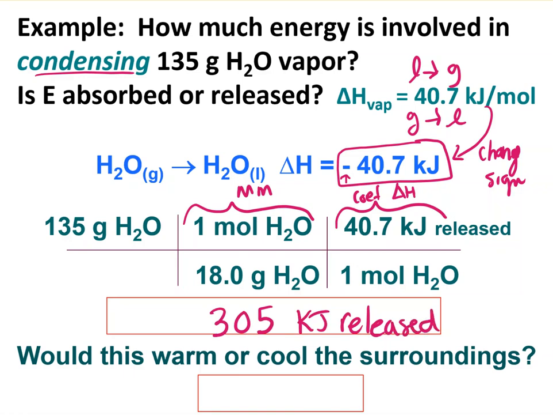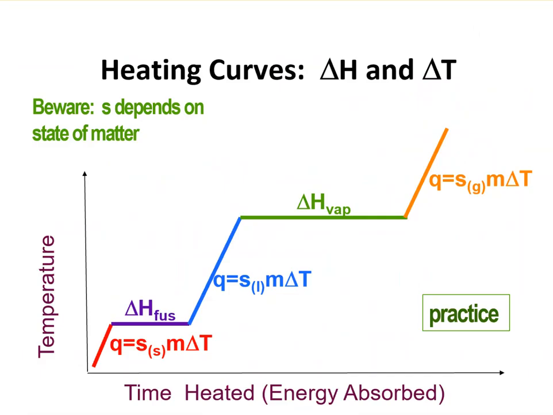Okay, and if heat is being released, that would tend to warm the surroundings. And it may be an open system where that heat is being pumped out into the room or somewhere else using a refrigerant. Okay, let's look at another kind of problem we can do.